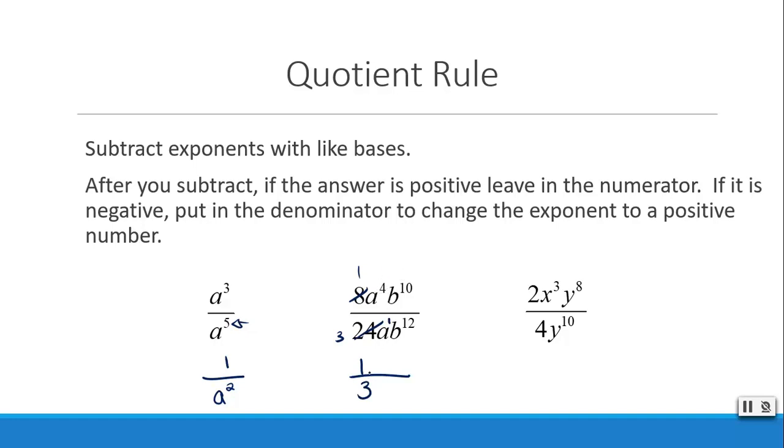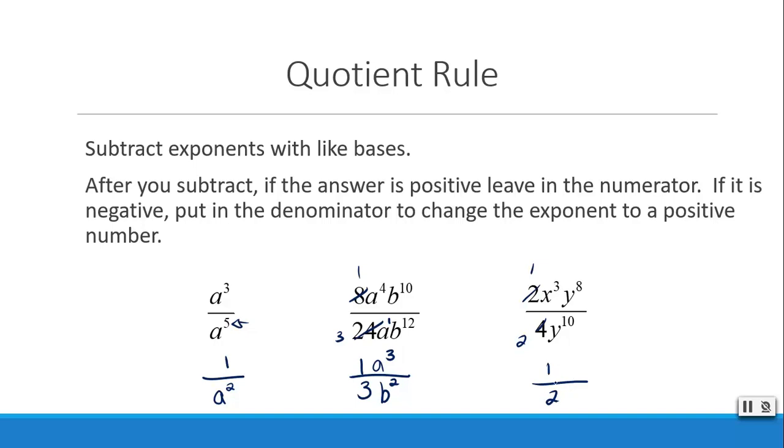My higher exponent is at the top, so a to the third goes at the top. 12 minus 10 gives you 2. Again, higher exponent here is at the bottom, so b squared is going to go at the bottom. 2 over 4 you can reduce down into 1/2.